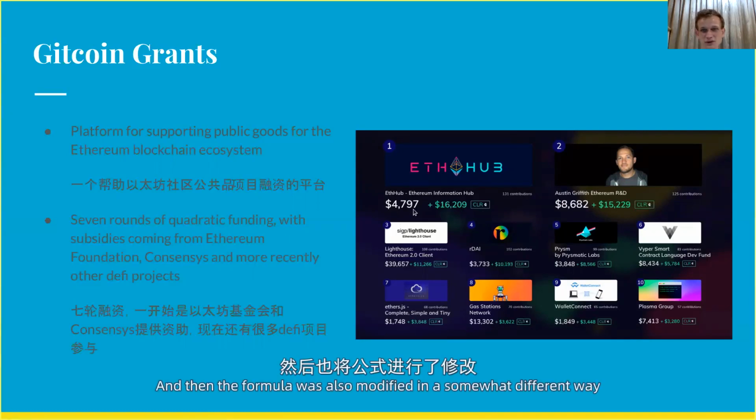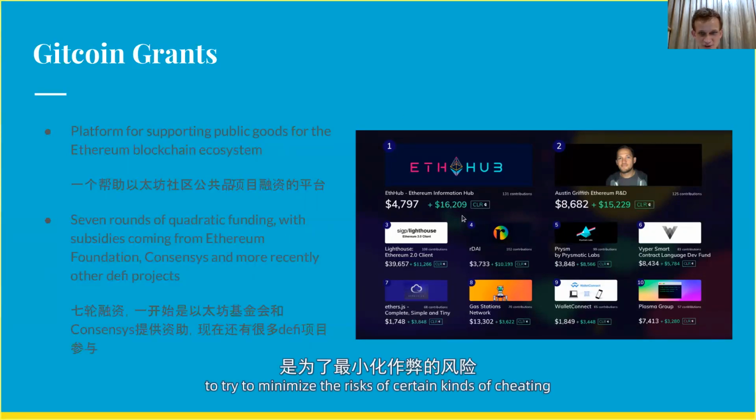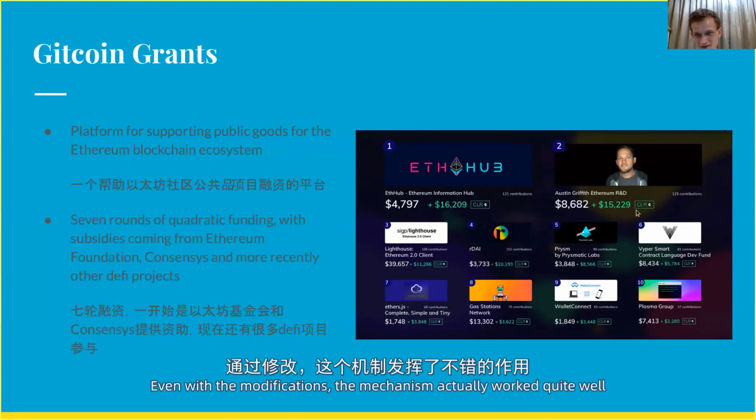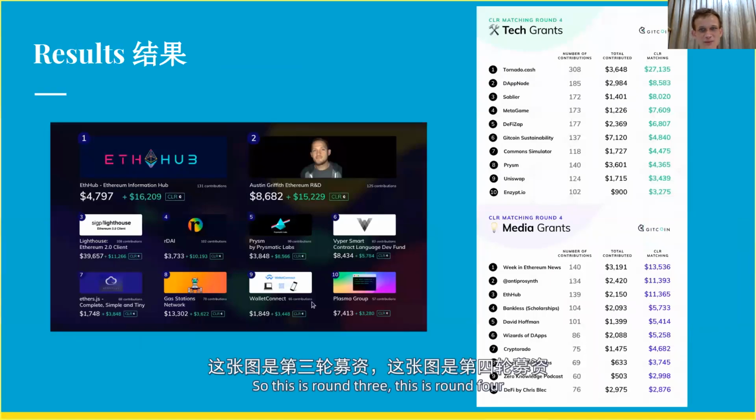And then the formula was also modified in a somewhat different way. This is called pairwise bounded quadratic funding, to try to minimize the risks of certain kinds of cheating. But in general, even with the modifications, the mechanism actually worked quite well. There are a lot of very valuable projects that got funded here. So this is round 3.